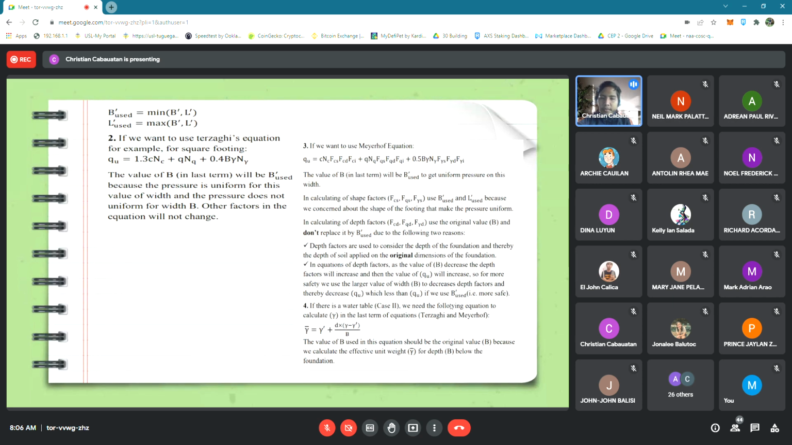And then the fourth one, if there is a water table, just like in the case 2 before, sa ating modification of water table, we need the following equation to calculate the gamma, by using the gamma bar, wherein gamma bar is equal to gamma prime times d times y minus y prime over B.